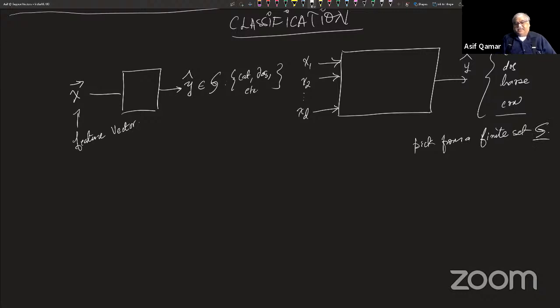From a finite set G, you have to pick. So that is an exercise in classification. Now, there are many classifiers out there. If you ask how many classifiers there are, it is a huge number, almost countless.